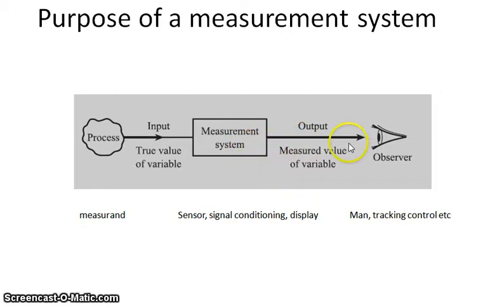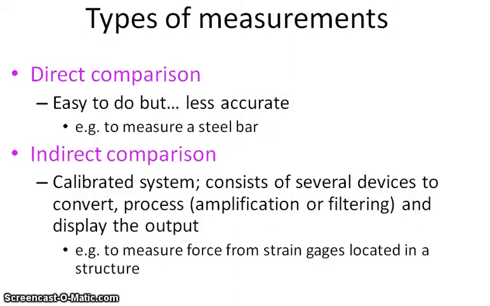This output may be transmitted to the observer at the terminal end, and this output is called the measured value of the variable. This output can be directly viewed by the observer, or by using any tracking control he can obtain the output. The next slide is types of measurements.